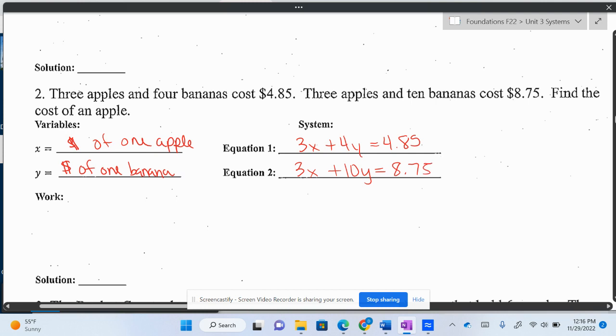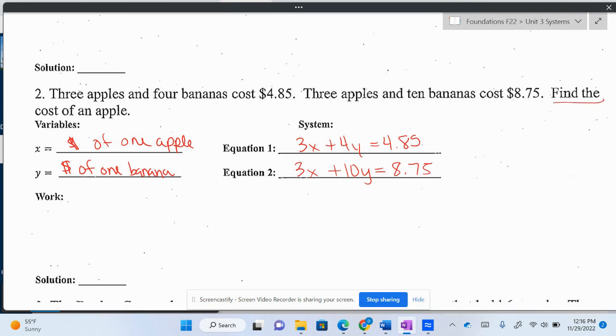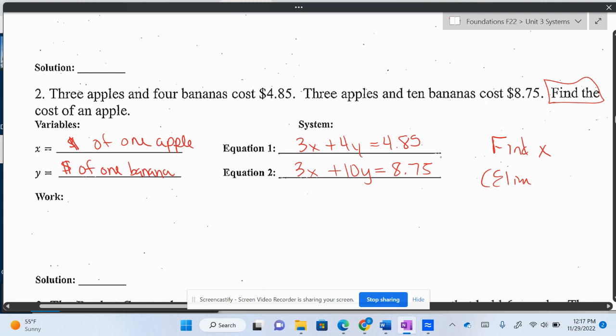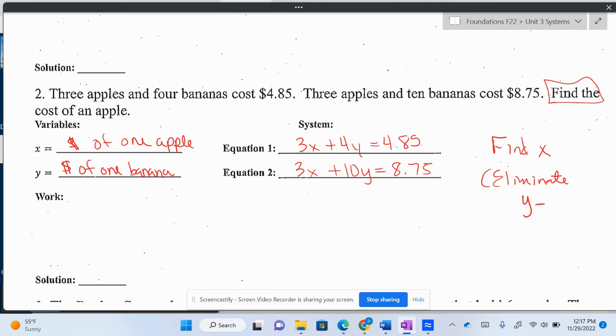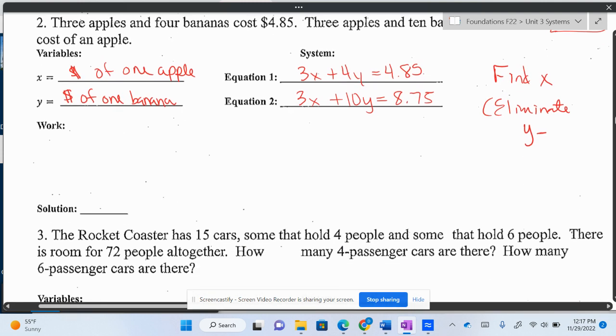Okay. Do you guys see that you're only finding the cost of a banana? That's X, right? Or what? So you're finding the cost of an apple. So you want to find X. So if you're going to use elimination, you want to eliminate the Y. If you eliminate the Y's right off the bat, once you solve it, that's the cost of a banana, or sorry, of an apple.